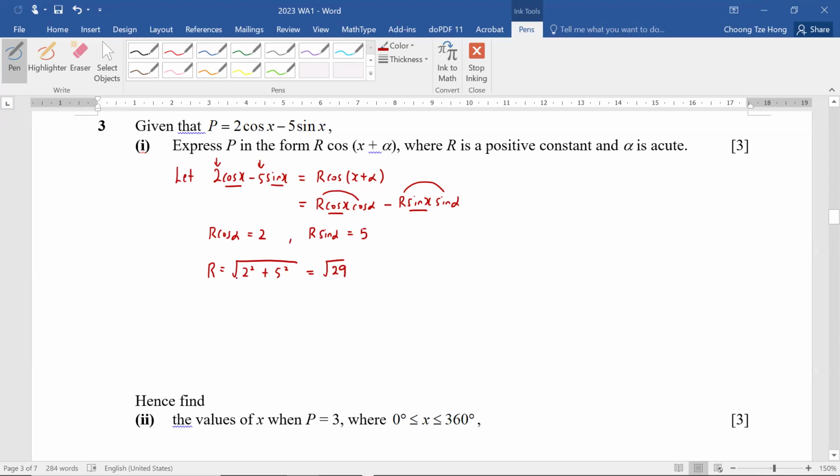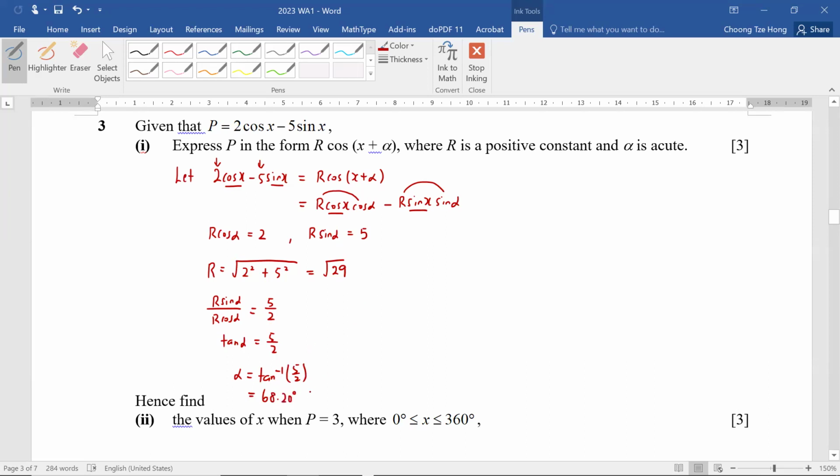Then from here, we can see that if we do R sine alpha over R cosine alpha, based on the numbers we have, it will be 5 over 2. Then R will cancel off. Sine alpha over cosine alpha will give us tangent alpha. That is how we arrive at tangent alpha equals 5 over 2. So we will do a tangent inverse to find the basic alpha. Then alpha you should be able to get 68.20, to 2 decimal places.